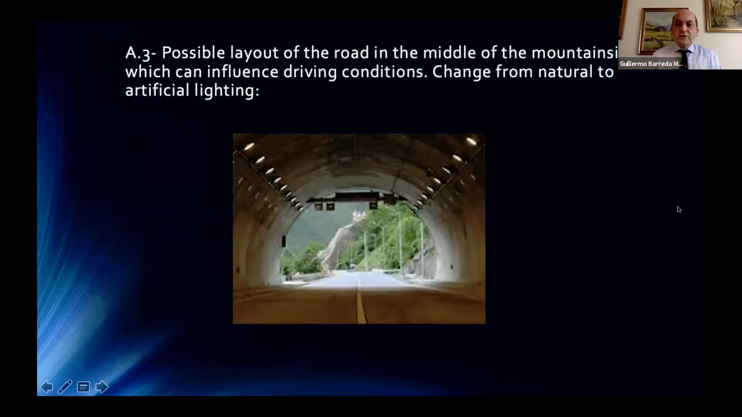Possible layout of the road in the middle of the mountainside, which can influence driving conditions. Change from natural to artificial lighting. First of all, we will see that there is a change of light when entering into the tunnel or leaving it, for sure. Maybe this slope in the mountainside can change the intensity of the light depending on the hour of the day. It can change the wind when leaving the tunnel, or even when entering the tunnel.